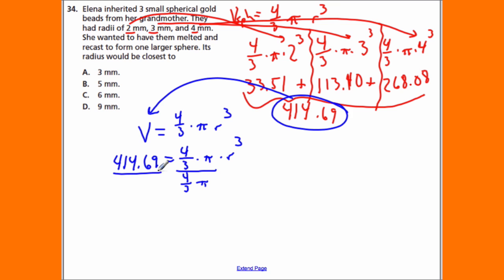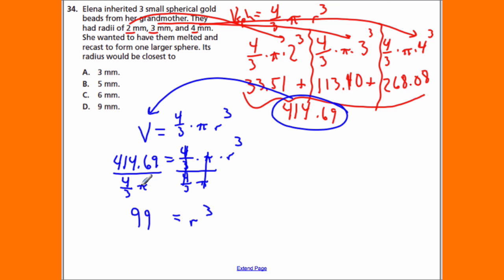And whatever you do to one side, do to the other. So I'm going to divide by 4/3 pi on my calculator. Those cancel out. Leaves me with r cubed is equal to, and if you do that on your calculator, you get 99. So 414.69 divided by 4/3 pi is 99. Now 99 is equal to r cubed.